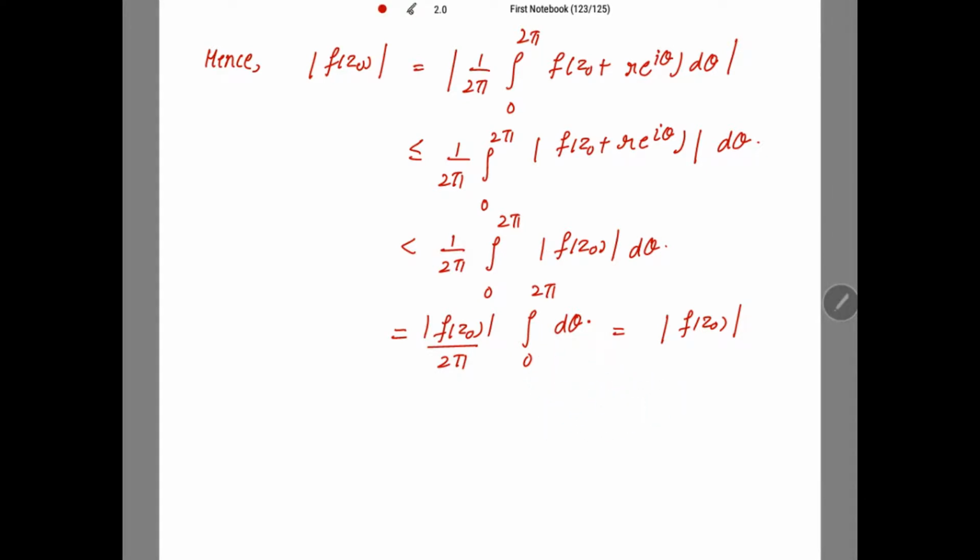So what we got? Mod of f of z0 is strictly less than mod of f of z0, which is not possible. Here is your contradiction. So our supposition was wrong.